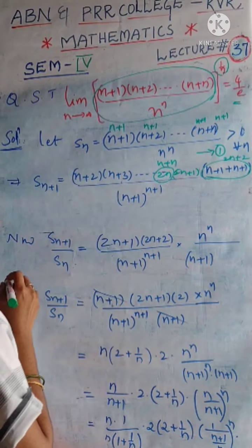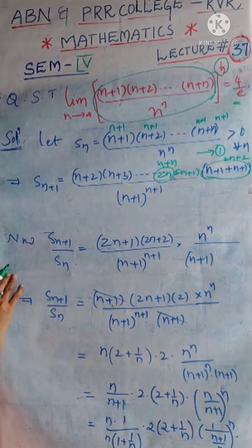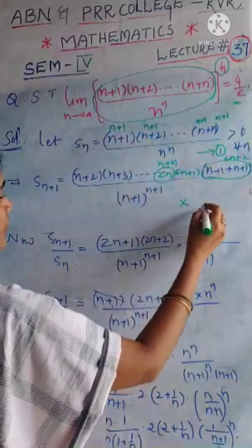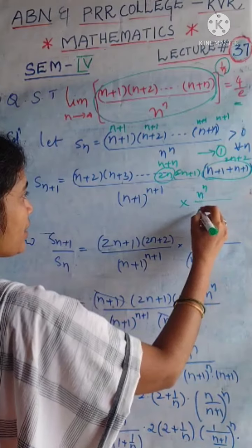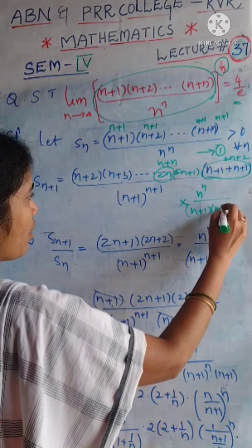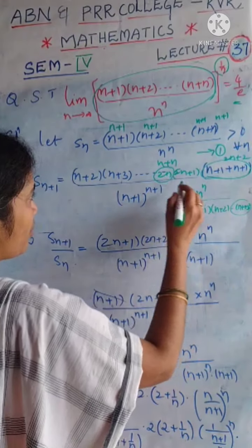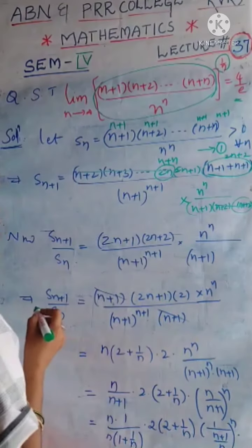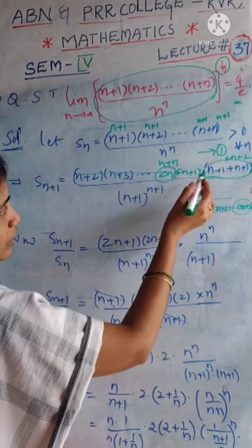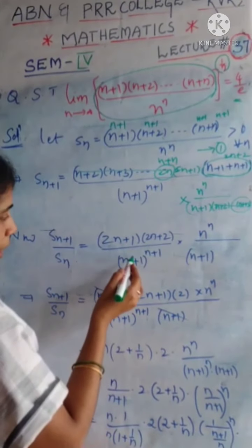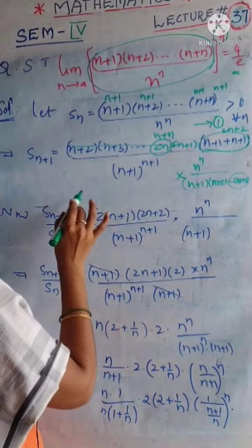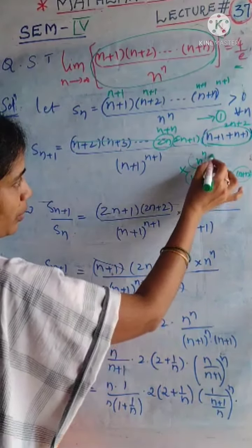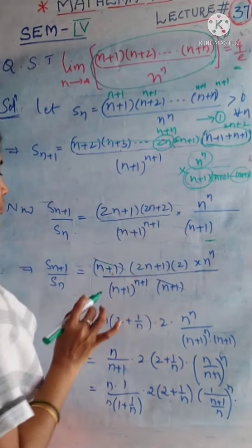Remember this. Okay, what is the ratio value now? This ratio value is the quantity into 1 by Sn, that is n^n by Sn, with Sn being (n plus 1)(n plus 2) and so on up to (n plus n), that is 2n. Up to this, we cancel all the terms. We get 2n plus 1, 2n plus 2, by (n plus 1) to the power of n plus 1. This is the remaining term of Sn plus 1 into Sn, and the remaining terms are n^n by n plus 1. This is the ratio value.